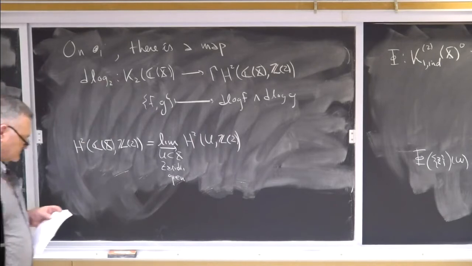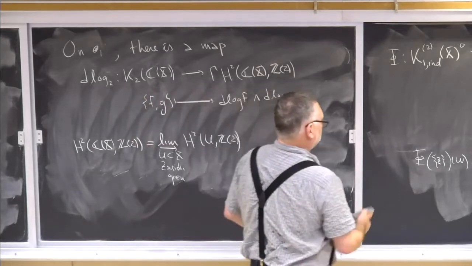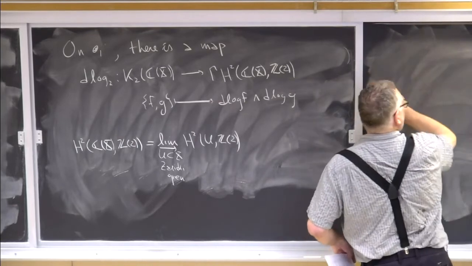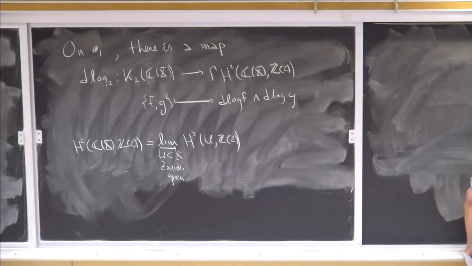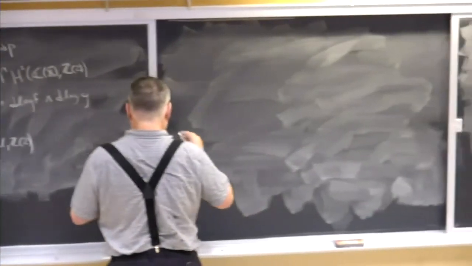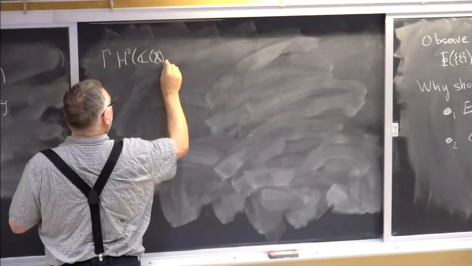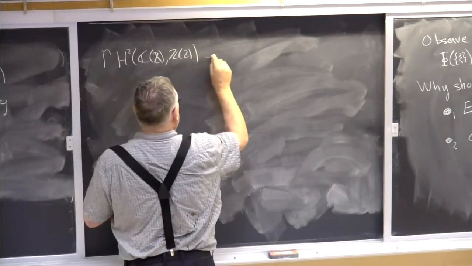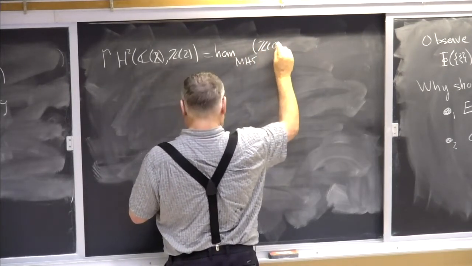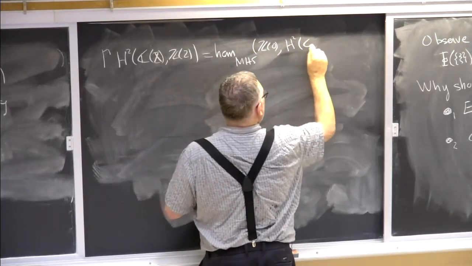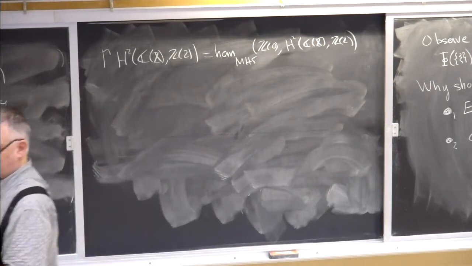And gamma of H2 of X, formally, that's equal to Hom, in the category of mixed Hodge structures, of 0, H2, C of X, C of 2. Okay, kind of like an infinite dimensional mixed Hodge structure.